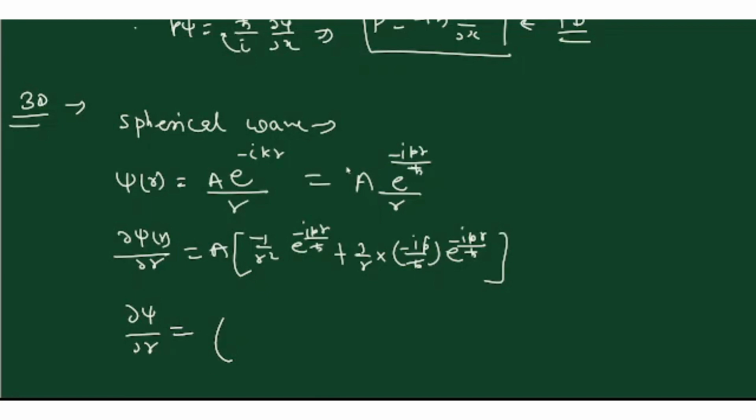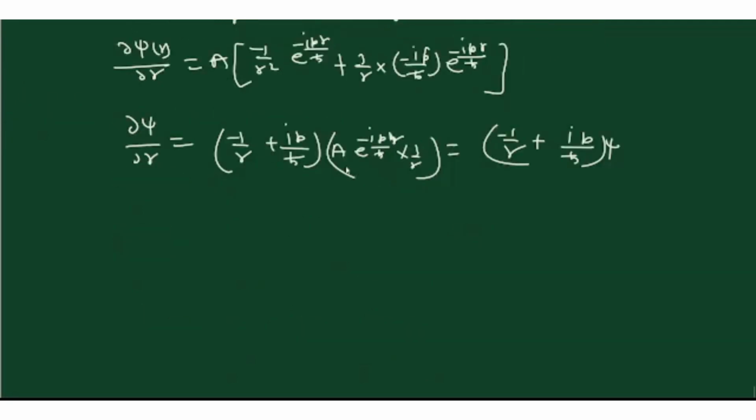I took the common factor a e to the power minus iota p r over h cross into 1 upon r, because this is our wave function. So, taking it common, we get minus 1 upon r plus iota p upon h cross into psi. Now the psi cancels. So we get del over del r equal to minus 1 upon r plus iota p over h cross. So what is my momentum operator here? My momentum operator is h cross upon iota into 1 upon r plus del over del r. This is my momentum operator in 3 dimensions for the spherical wave.